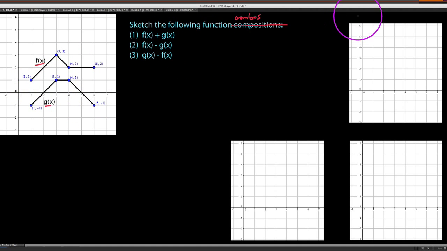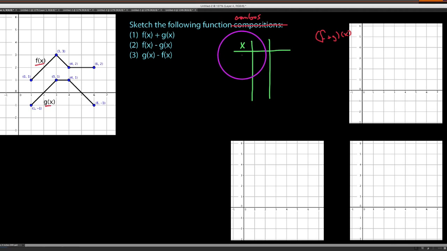So I think the best way to look at this, and we'll do our f plus g of x over here, we're going to sketch that over here. The best thing to do is really look at this in a tabular format. So what we know is essentially this. We have some x values here, and in each of these relationships we use x values 1, 3, 4, and 6. We got 1, 3, 4, and 6.